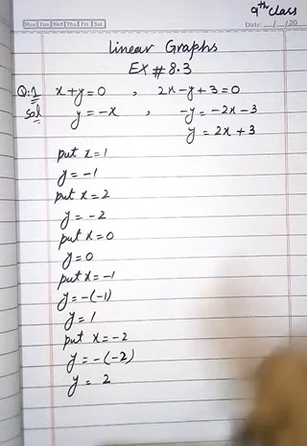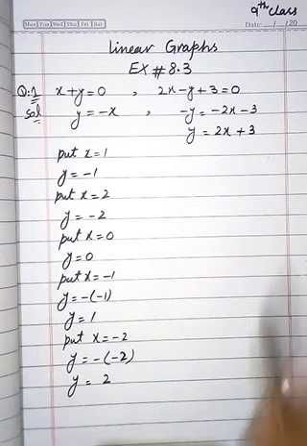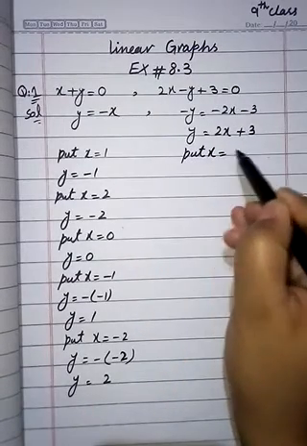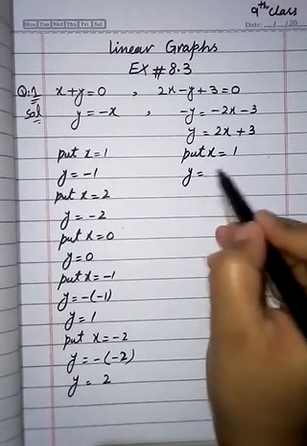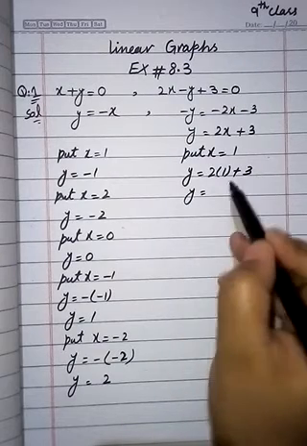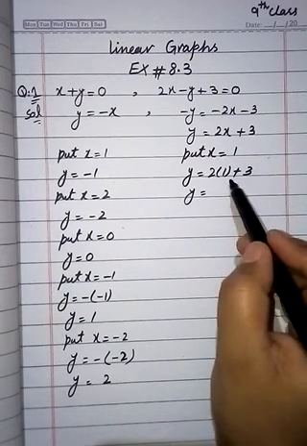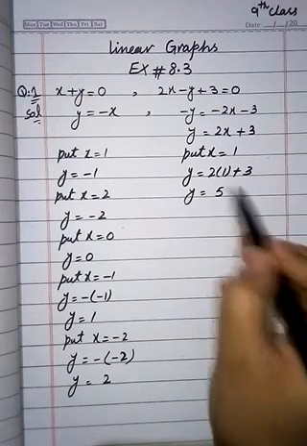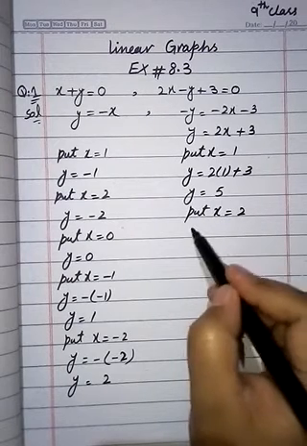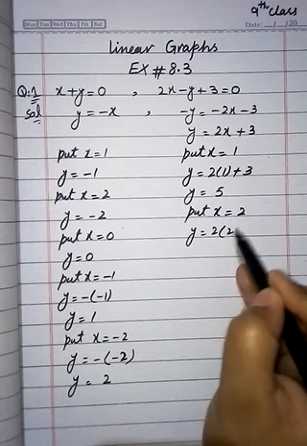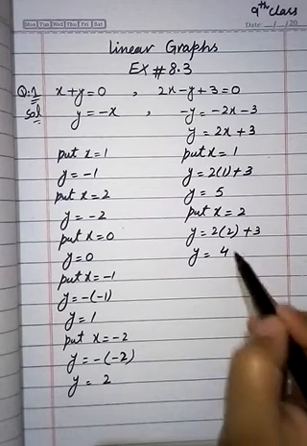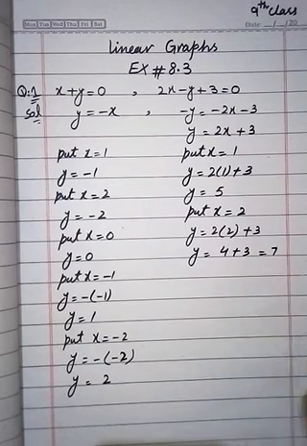Now same procedure you have to apply for equation number 2. Now put x equals to 1. Now you have to get y equals to 2 into 1 plus 3. 2 multiply by 1, 2 plus 3, 5. Now put x equals to 2. Now y equals to 2 into 2 plus 3. So y equals to 2 into 2, 4, plus 3 equals to 7.